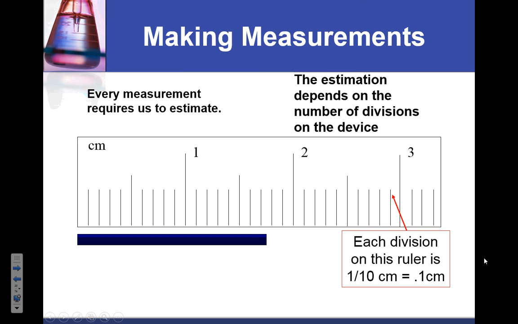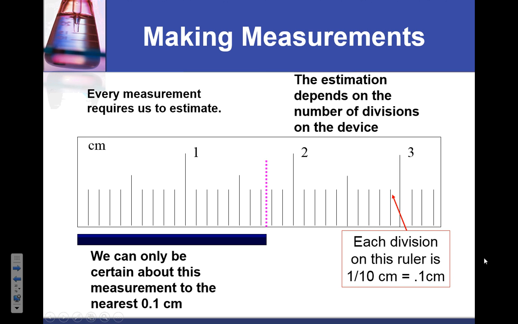Now, every measurement is going to require us to make an estimate, because the device only does so much work, and then we're going to have to finish and do the work. Now, the estimation depends upon the number of divisions in the device. So what are we going to estimate to? Which place, which decimal place? It really depends upon that smallest division.